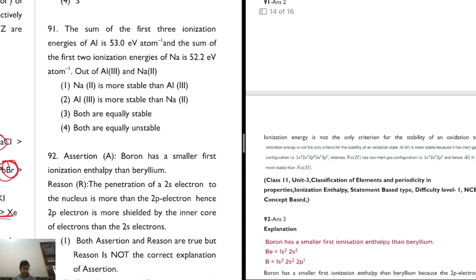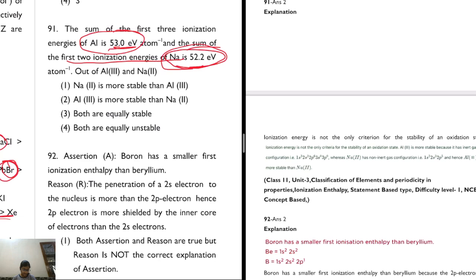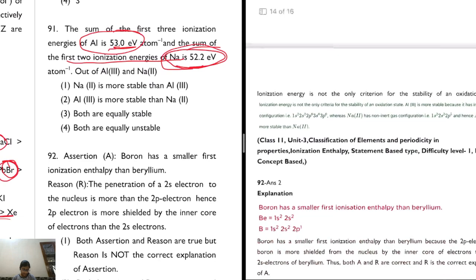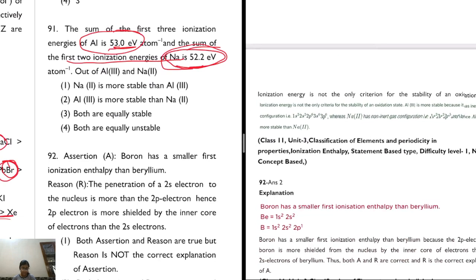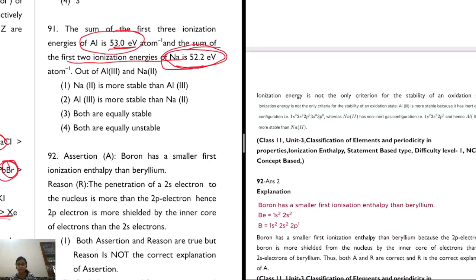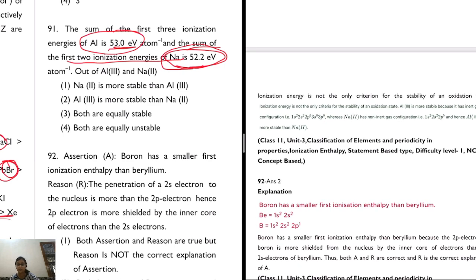three ionization energies of aluminium is this, and the sum of the first two ionization energies of Na is this. So out of Al3+ and Na2+, let's see. The configuration here. Just a second. Okay, am I clear right now?